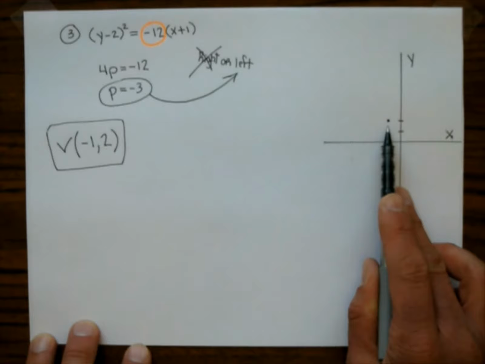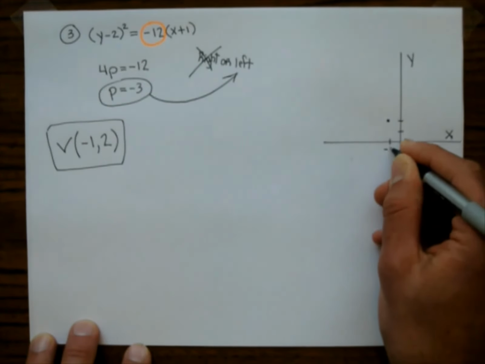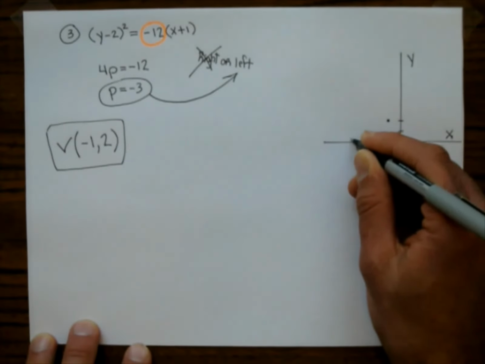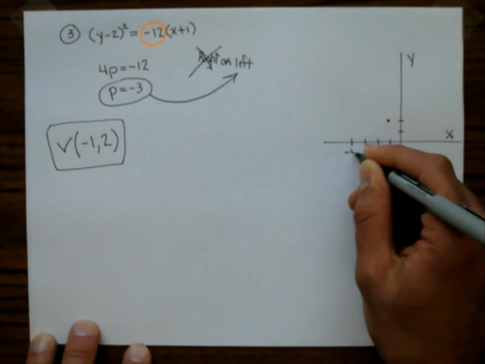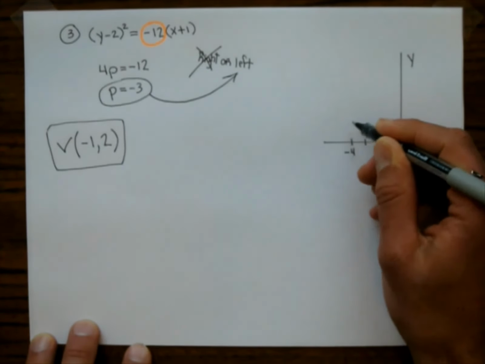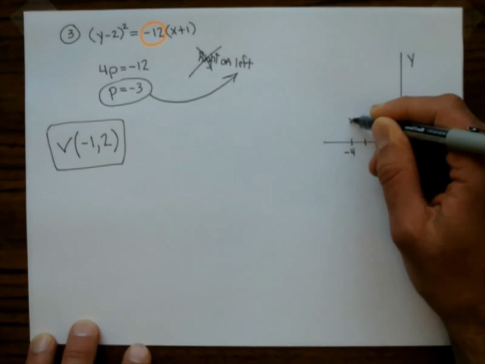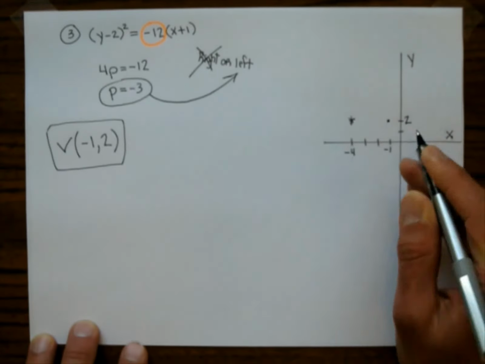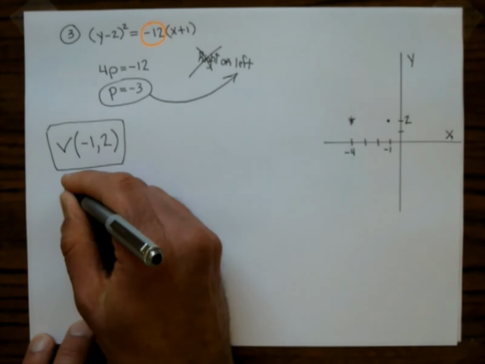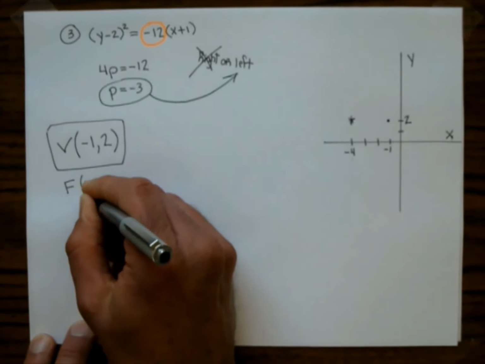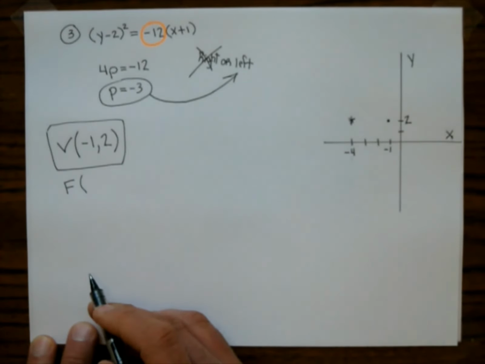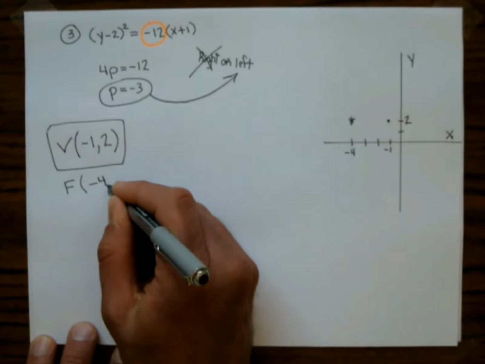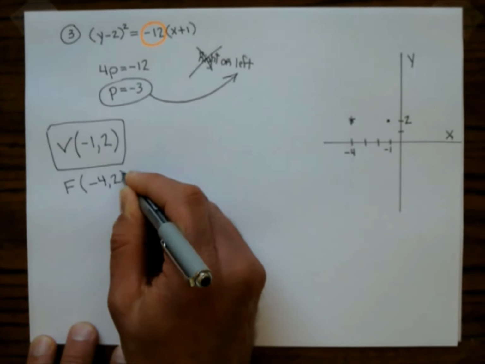So I'm going to move over. I'm at negative 1 here. I'm going to move over 3. So 1, 2, 3. Now I'm at negative 4, and I'm going to put like a star there. Okay, so that gives me the focus. And the focus then would have the coordinates negative 4, comma 2.